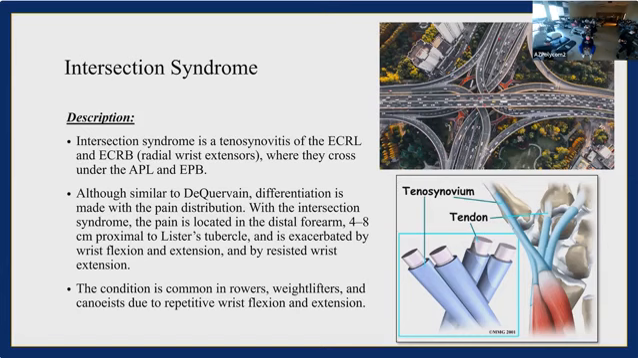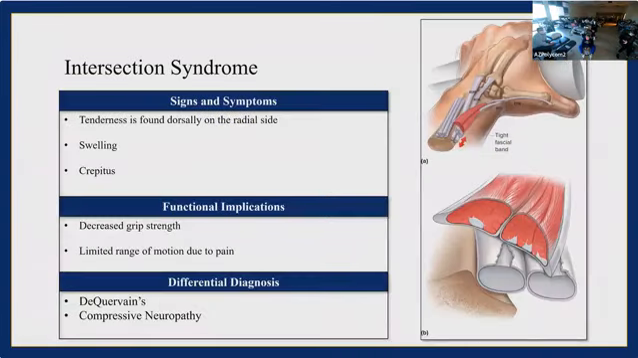It hurts. The condition is common in rowers, weightlifters, and canoeists. I've also seen this in wheelchair users. Right here. Signs and symptoms: tenderness, swelling, crepitus at this location, decreased grip strength, limited range of motion. Differential should include DeQuervains. That's the closest thing to this, and then maybe a compressive neuropathy.